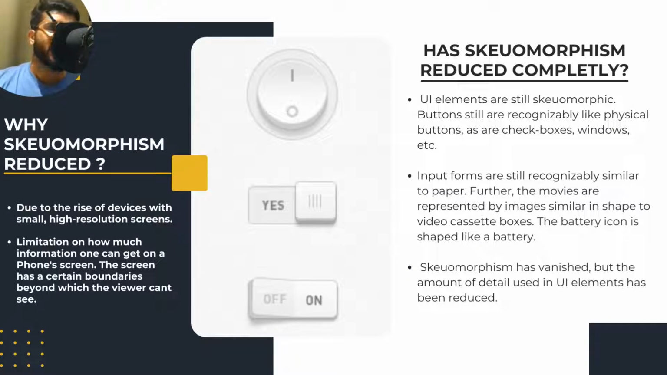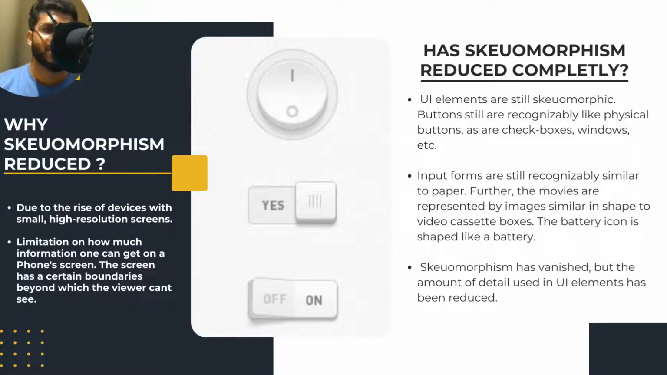If you notice from the earlier slide, skeuomorphism was used till iOS 6. From iOS 7 onwards, the concept was not used very widely. Does it mean that skeuomorphism has been eradicated from the industry overall? Let's try to find out from this slide. Yes, from all the experience, we can state that skeuomorphism has surely reduced because of the rise of devices with small, high-resolution screens. There is a limitation on how much information one can get on a phone screen. The screen has certain boundaries beyond which the viewer can't see.